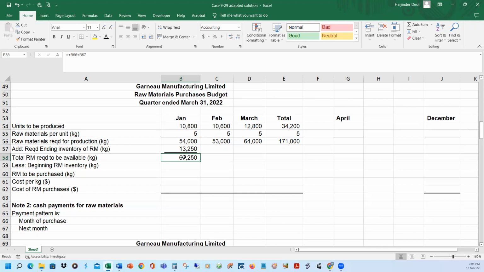Do we need to buy all of the 67,250 kilograms? Again, the answer is no, because we would expect to have a certain amount of beginning raw materials inventory. And just like I explained for the finished goods inventory, if this company really has been diligent in applying its policy of maintaining 25% of the following period's production requirements, the total quantity of raw materials required to meet January production needs is 54,000. 25% of 54,000 is what we expect should be the ending inventory. And let's check.